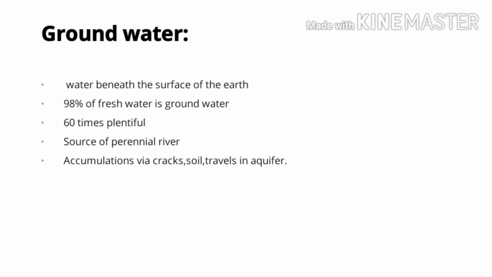The accumulation of groundwater takes place through various places like the cracks on the surface of the earth, through the pores of the soil, and even if the bedrock has low porosity, it travels in the aquifer.